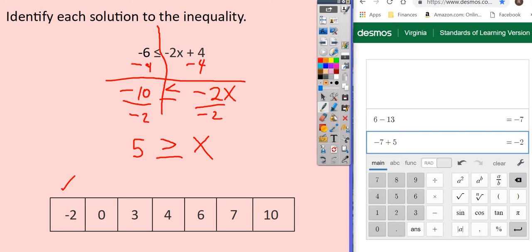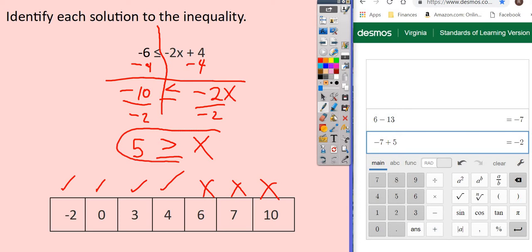Is 5 greater than or equal to 0? Yes. Is 5 greater than or equal to 3? Yes. Is 5 greater than or equal to 4? Yes. Is 5 greater than or equal to 6? It is not, nor is it for 7 or 10.